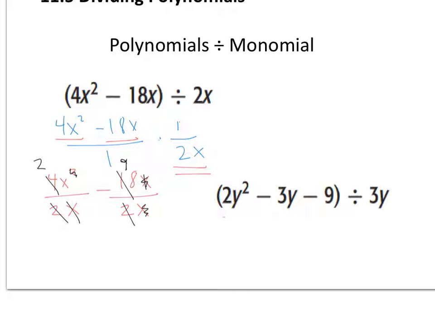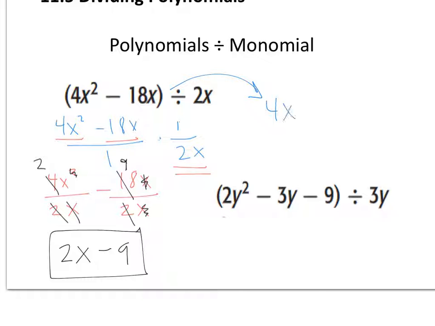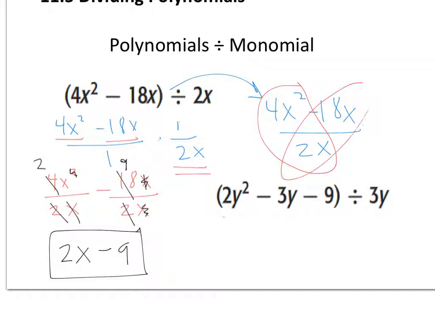So my final answer here would be 2x over 1 minus 9 over 1, and then there's nothing left that I need to simplify. I could also have written this problem as 4x squared minus 18x all over 2x, and then looked at 4x squared divided by 2x and negative 18x divided by 2x that way as well. So I definitely could have rewritten this a different way, just whatever works for you and whatever is easiest for you.